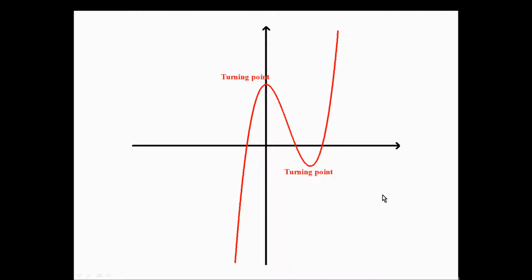A picture of this. This is a turning point. I'm going from increasing to decreasing. And this is a turning point. I'm going from decreasing to increasing. Notice it amounts to maxima and minima. So the turning points are the max and min points.